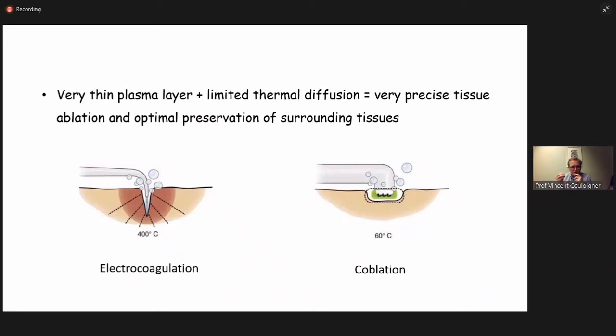So, since you have a very thin plasma layer of only 100 to 200 microns and a limited thermal diffusion, you have a very precise tissue ablation and an optimal preservation of the tissues which surround your target tissues. So this is a very delicate tool.